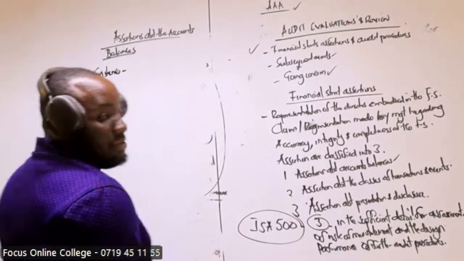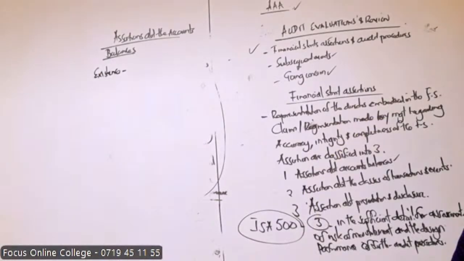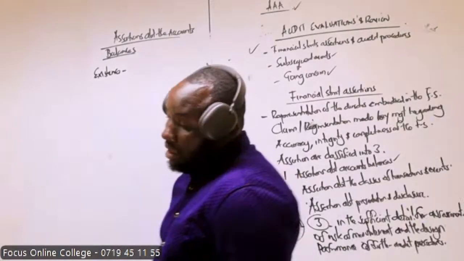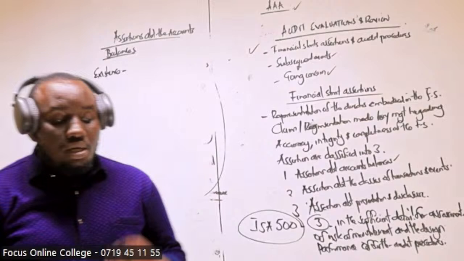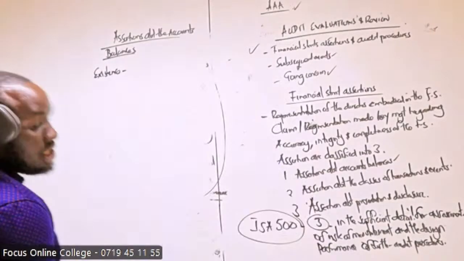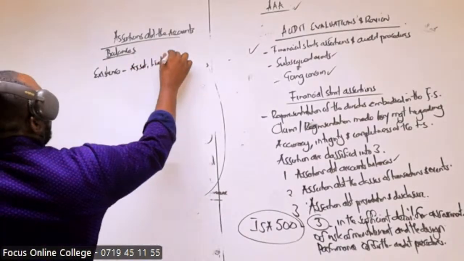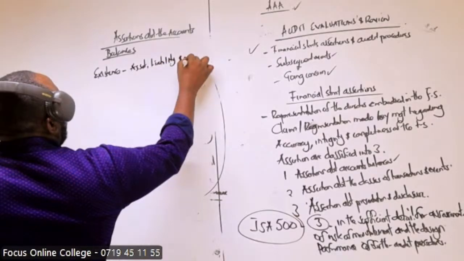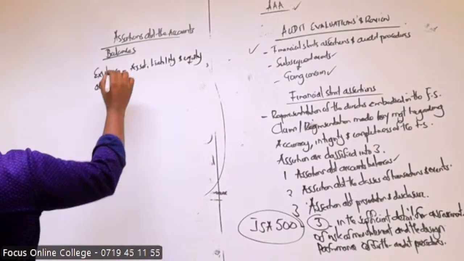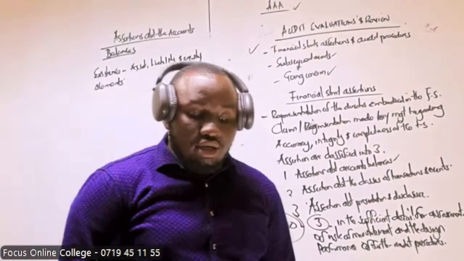So the first assertion that we make is what you basically call existence. On existence, you're basically saying that assets, liability, and equity elements, are we together?